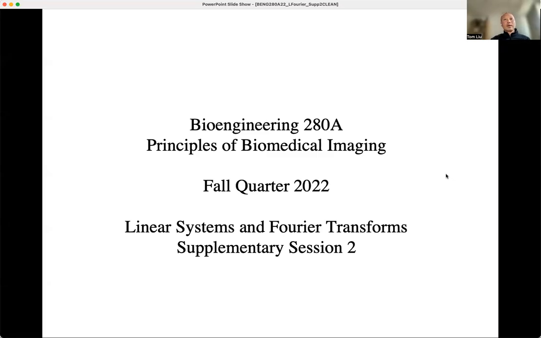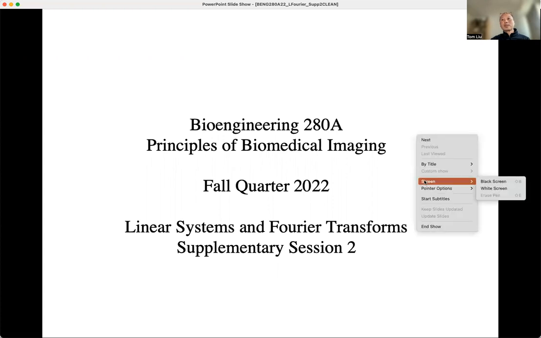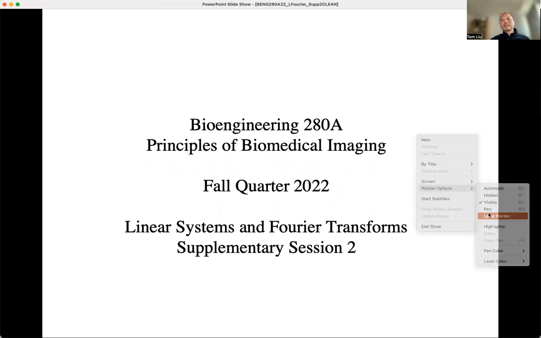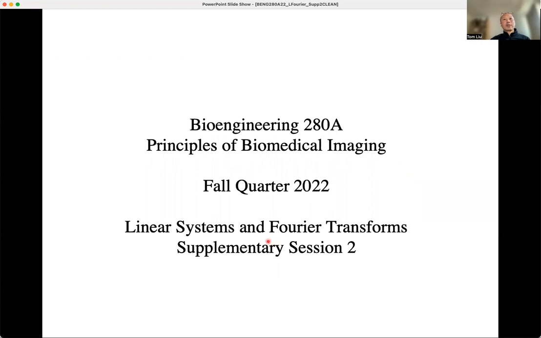Okay, so in today's lecture, let me just change this pointer option. We're mostly going to focus on Fourier transforms. This is meant to be review, but for some of you, there might be some new material. So feel free to stop me whenever you'd like, and we can certainly focus on topics that are of more interest to people.